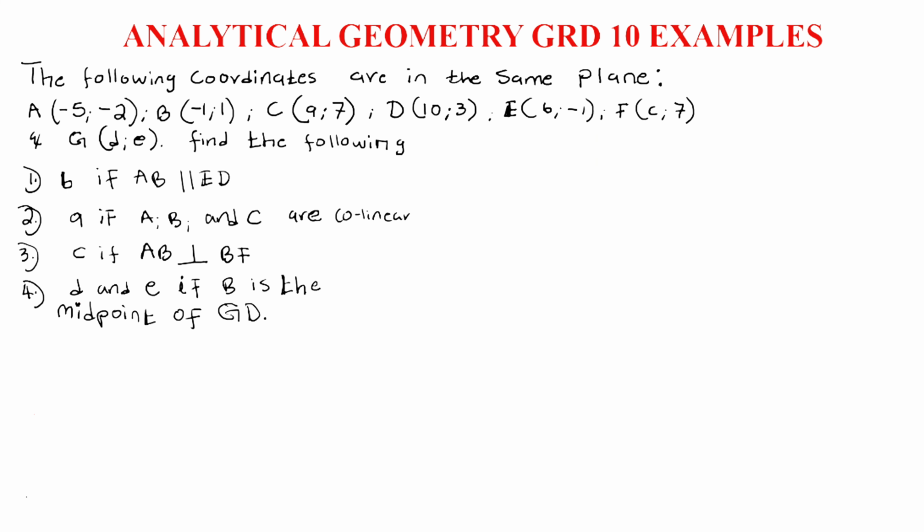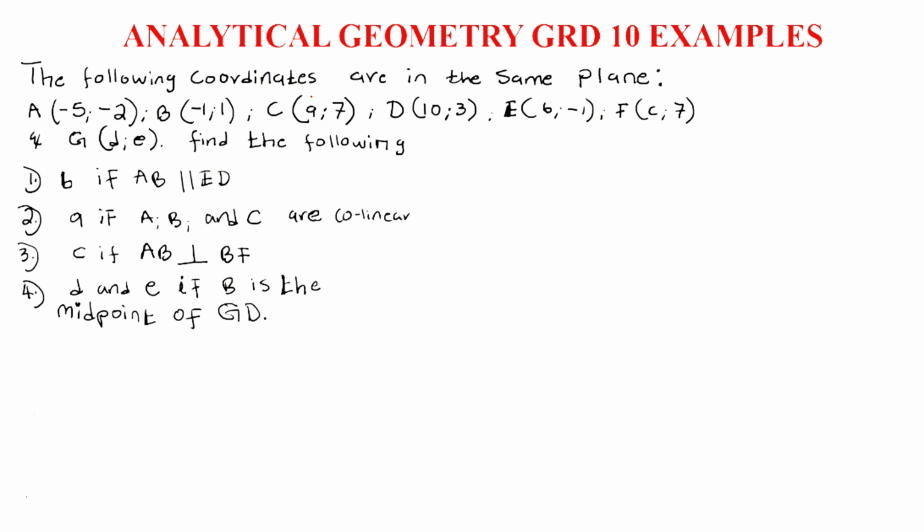Today's question says the following coordinates are in the same plane. So these coordinates are in the same Cartesian plane. We've got A, B, C, and you can see there at C, you've got an unknown coordinate, which is the coordinate of X. Okay, let's just go through the question.